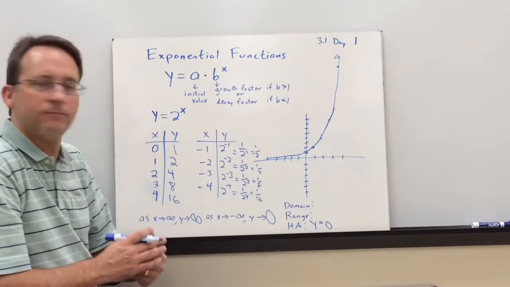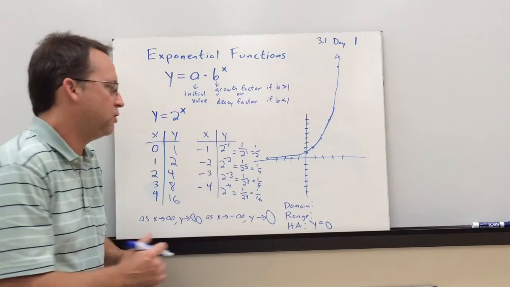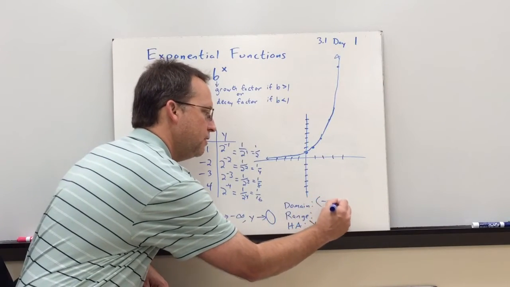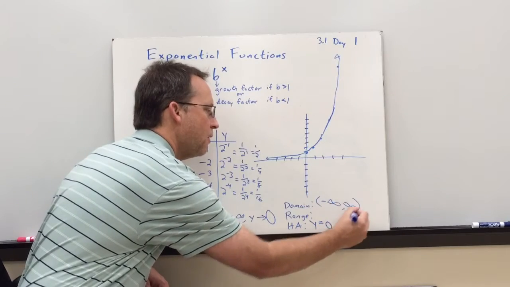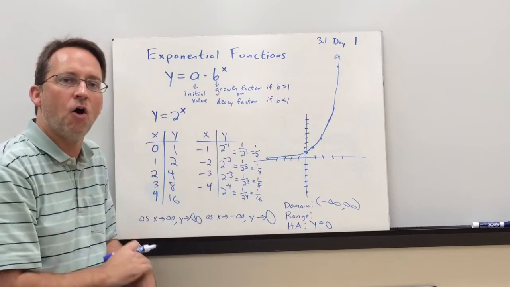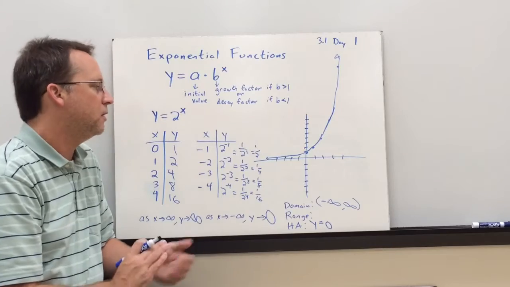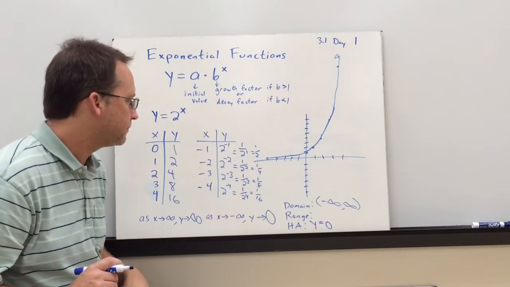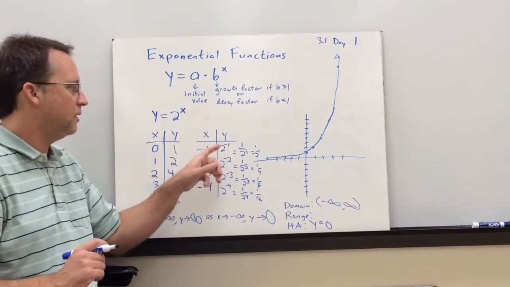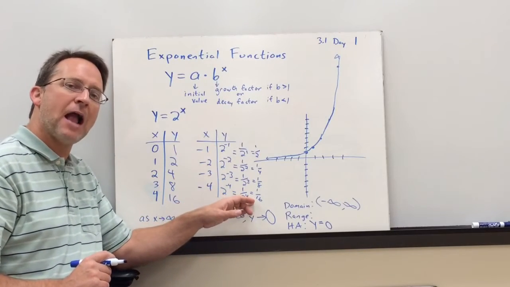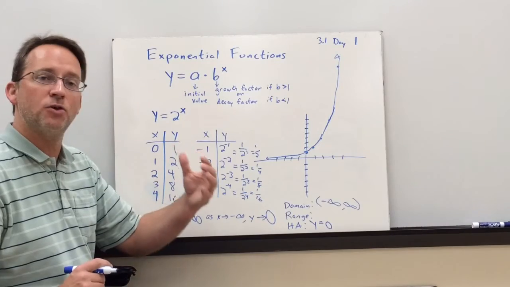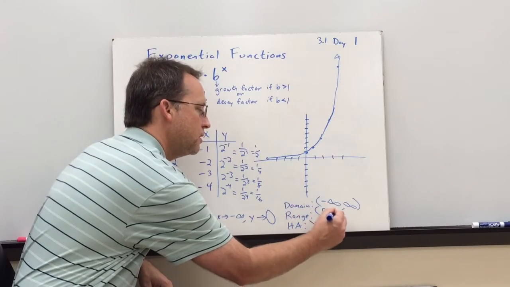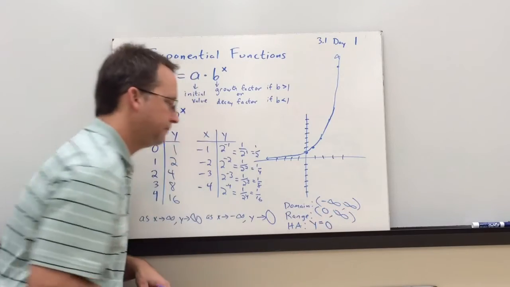Our domain, we can use any value we want in an exponential function. Our domain will be all real numbers. So you can say negative infinity to infinity. You can write out all real numbers. You can use that kind of R symbol for those. Your range, notice we're only getting positive values out here. Even with negative x values, we're getting slightly positive fractions here. So our range is just going to be y values that are greater than 0. So going from 0 to infinity.